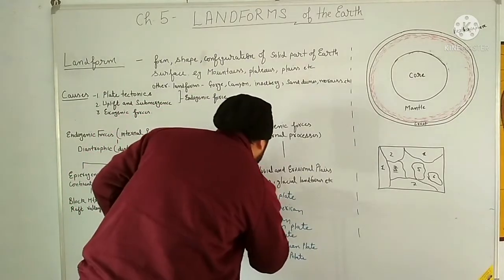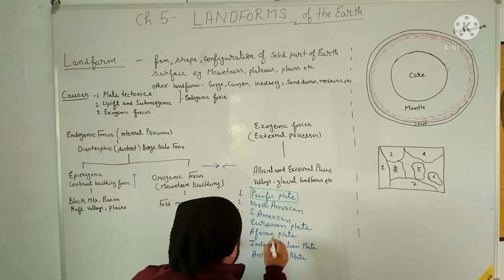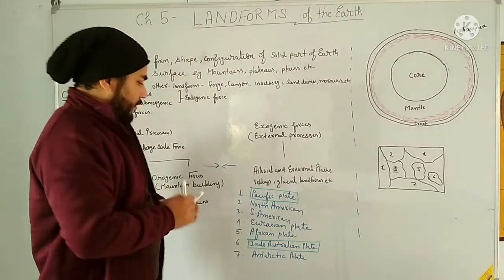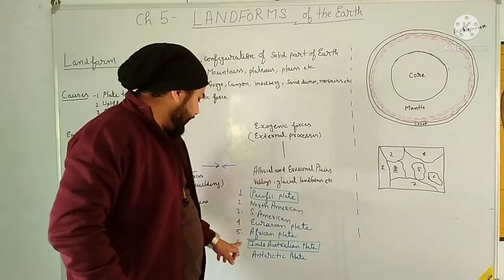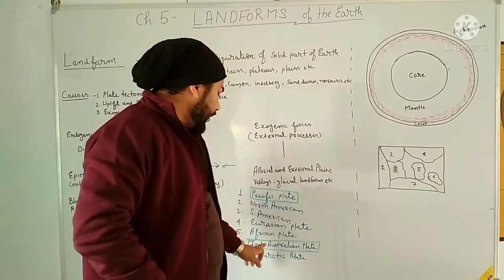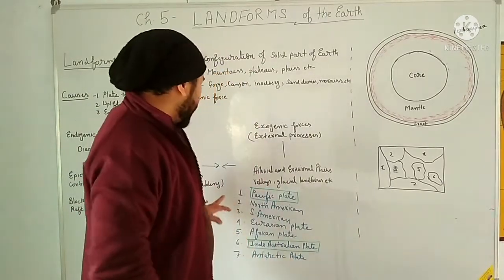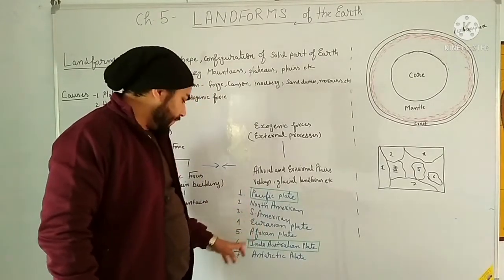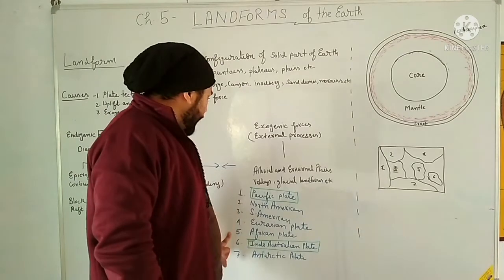The Pacific plate is named after an ocean, the Pacific Ocean, and one plate is named after countries, India and Australia. India, Australia, and New Zealand make the Indo-Australian plate. The rest of the plates, the North American plate, South American plate, Eurasian plate, Europe plus Asia, African plate, and Antarctic plate, are named after continents.